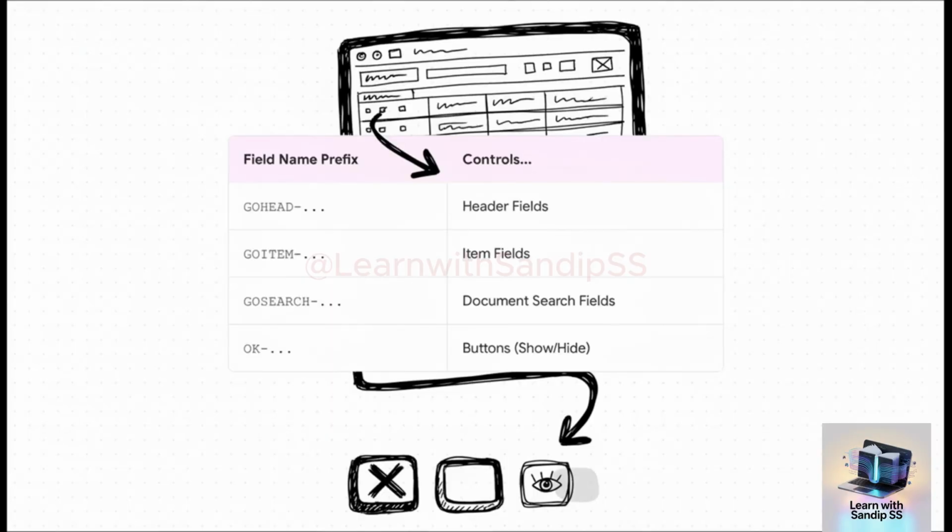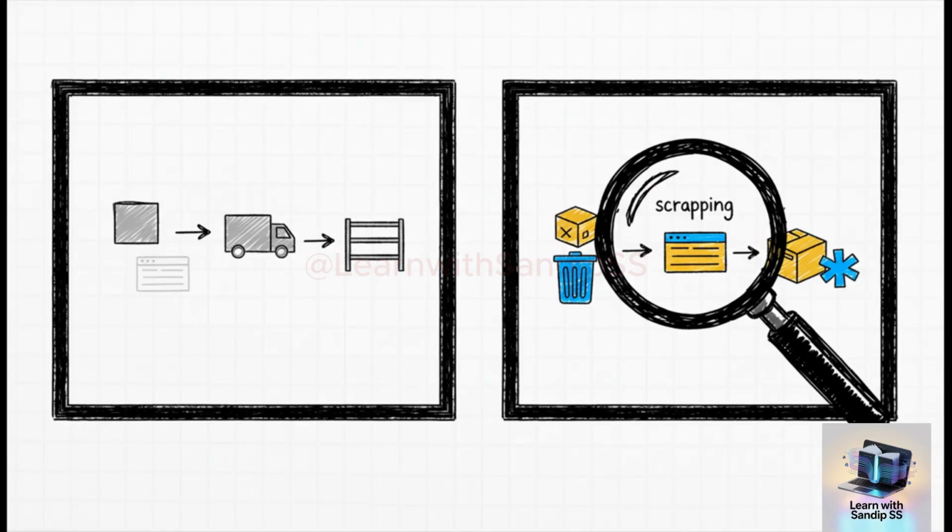And what's really cool here is just how much control SAP gives you. If you look in the configuration, you'll see these technical prefixes. Anything that starts with GO_HEAD controls the header of the screen. GO_ITEM controls the individual line items down below. You can even hide buttons you don't want people pressing by using the OK- prefix. It is incredibly precise.